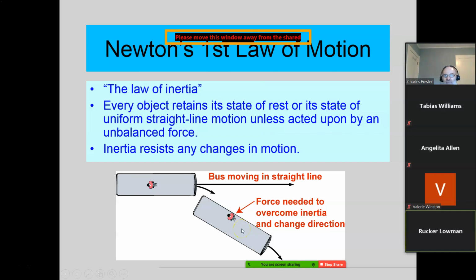Any questions on Newton's first law, the law of inertia? Okay. No problems or examples with the law of inertia. I bet you they'll come up with some in the back. Okay.